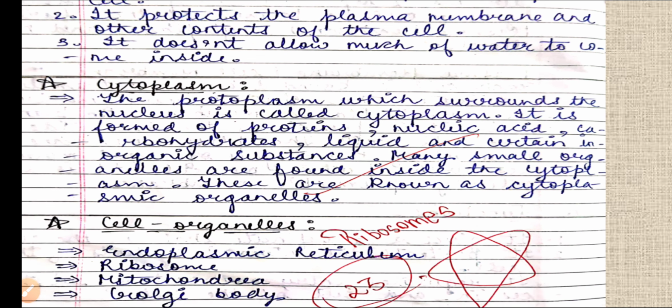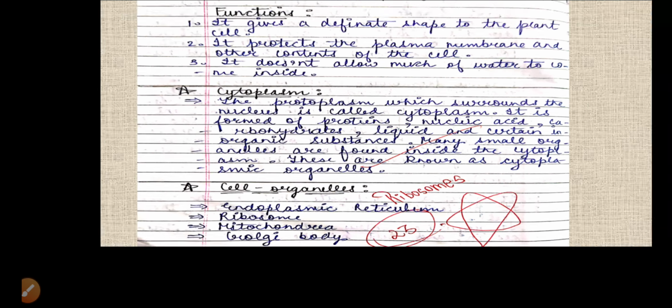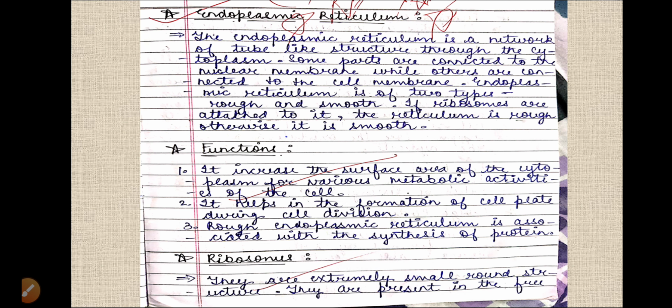Cytoplasm. The protoplasm which surrounds the nucleus is called cytoplasm. It is formed of proteins, nucleic acids, carbohydrates, lipids, and certain inorganic substances. Many small organelles are found inside the cytoplasm. These are known as the cytoplasmic organelles. Cell organelles. There are basically four cell organelles: endoplasmic reticulum, ribosome, mitochondria, and Golgi body. Let us study each of them one by one.